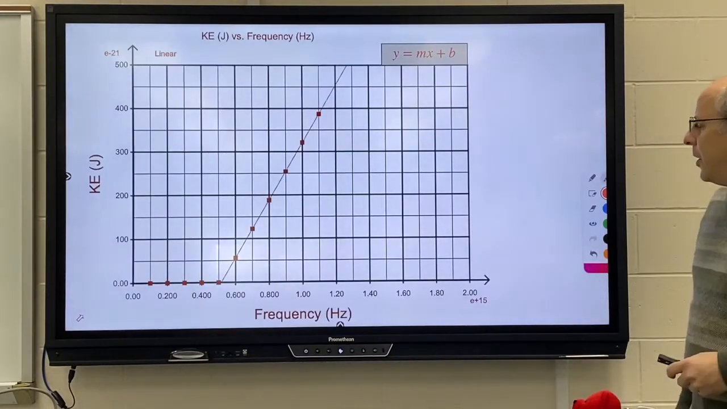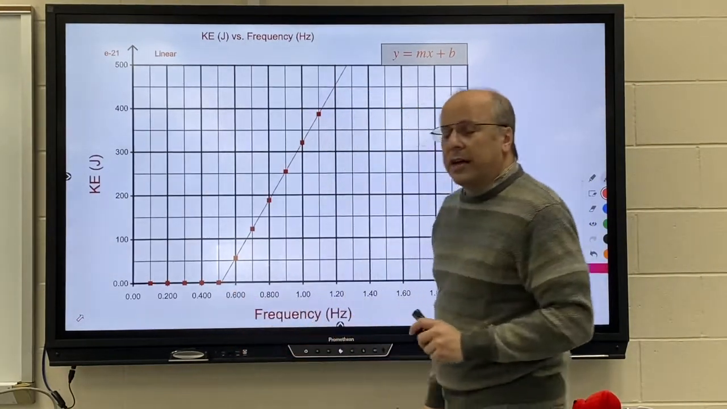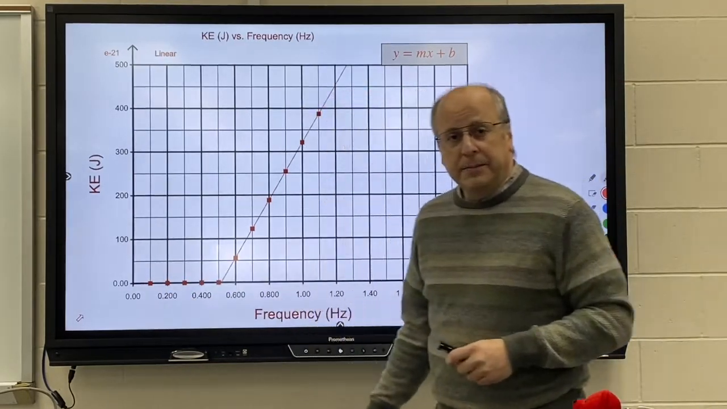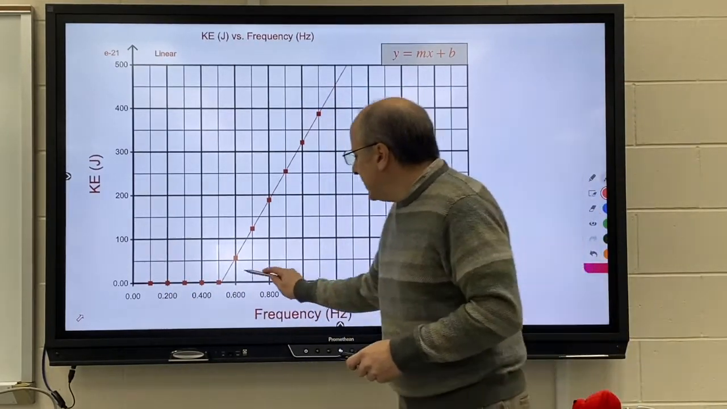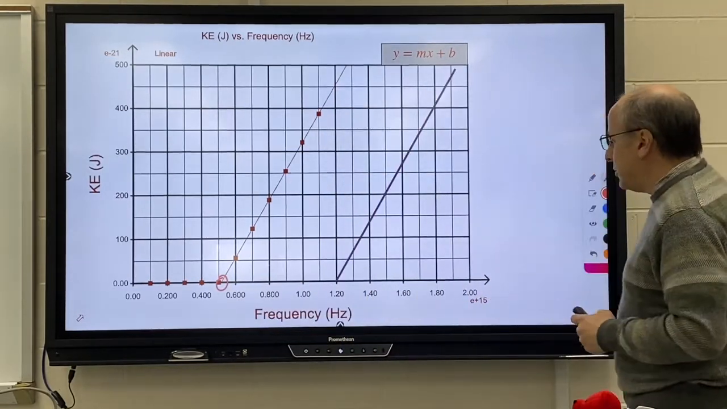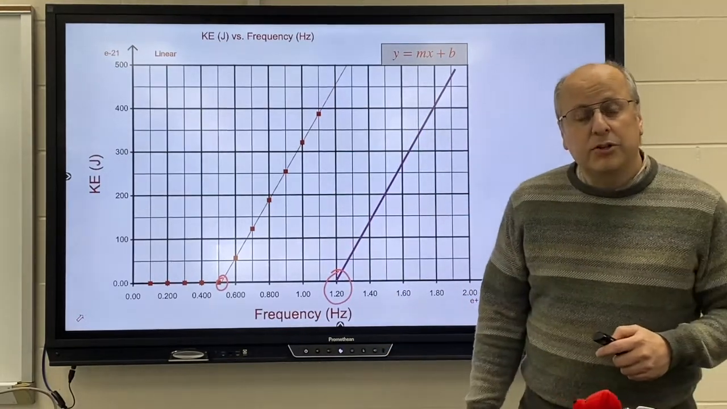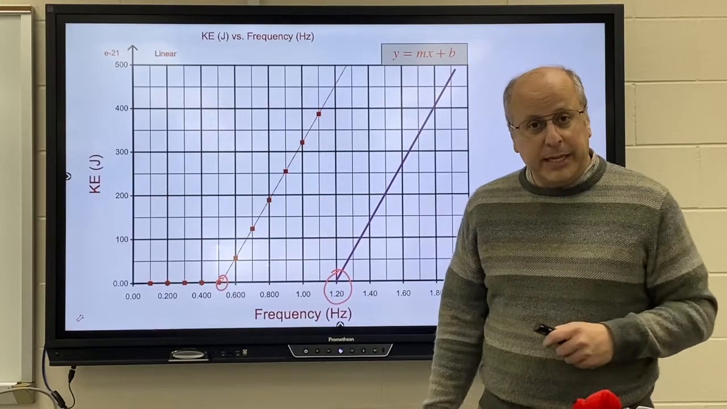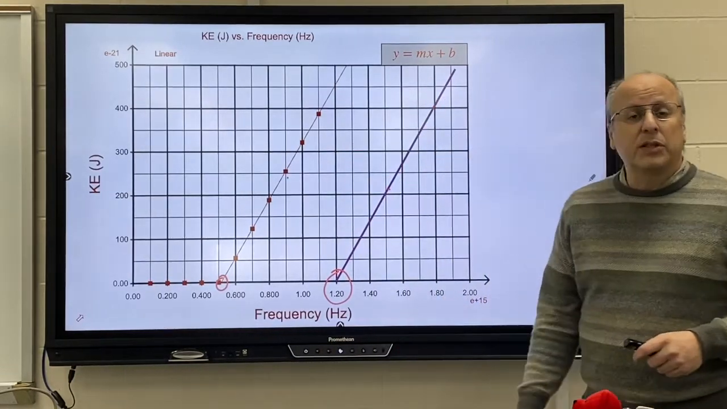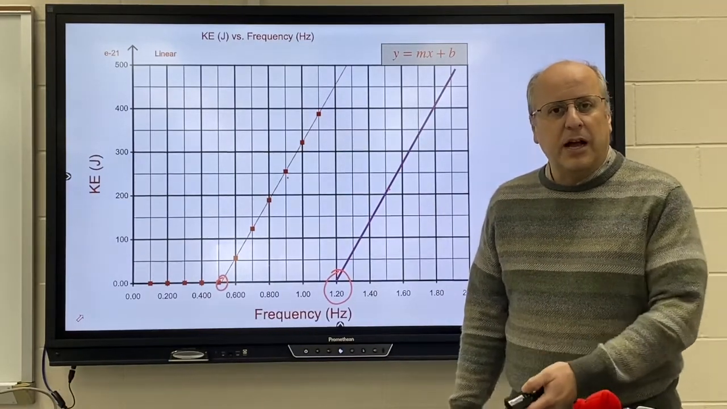What we learned from all this was that higher frequencies gave the electrons more kinetic energy. It did not go through the origin, but instead had a distinct starting point. Each metal had a different distinct starting point. That distinct starting point is called the threshold frequency. And you'll notice, even though they're different metals, they have the same slope. We saw that the slope of all of these was Planck's constant.